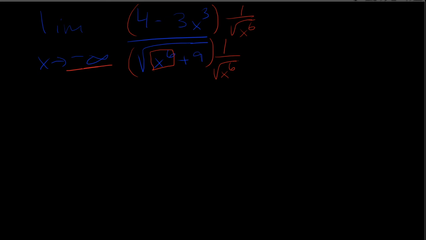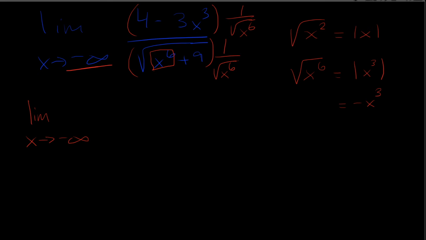And now I'm looking at x approaching negative infinity. So before we said the square root of x squared is the absolute value of x, but the square root of x to the 6th is also the absolute value of x cubed. And since we're approaching negative infinity, this reduces to negative x cubed. So we're going to think of it as negative x cubed. So at the top, I can just rewrite it as 1 over negative x cubed, and that's identical.